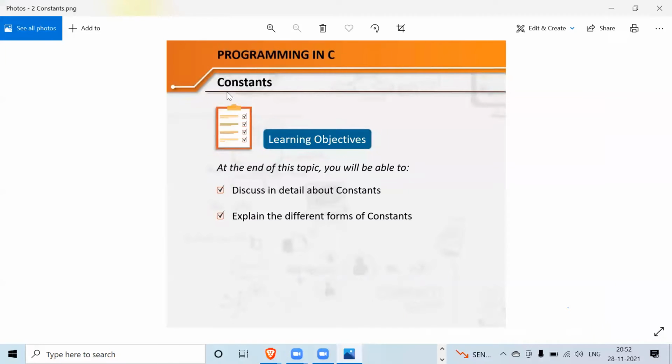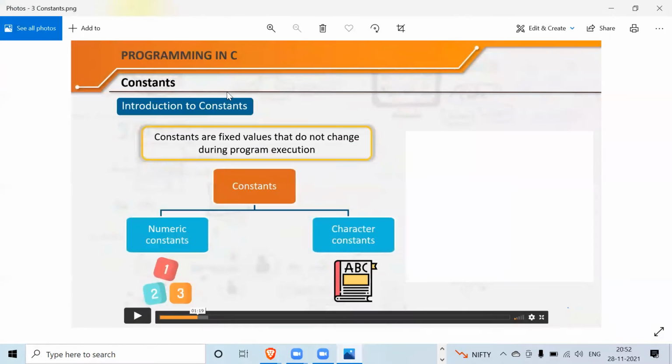So first, constants. What are constants? What are we going to discuss here? We are going to discuss what constants are, and then explain different kinds of constants, like what the different types are. First of all, we need to understand what constants are. Constants are fixed values that do not change during program execution.